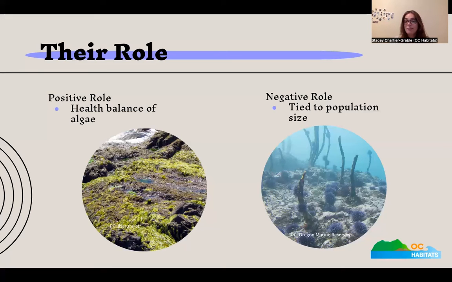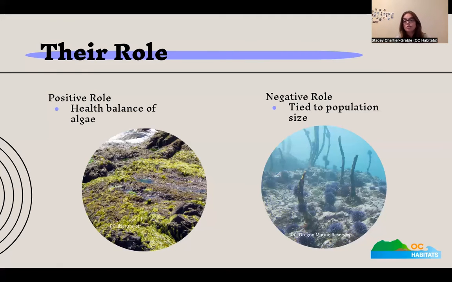So sea urchins have both a positive and a negative effect on our ocean ecosystems. They are native. We do want them here because they help maintain a healthy balance of algae when the food system is functioning the way it's supposed to. And that is a really important factor because when it's not, we see what happens in the picture to the right, which is they completely wipe out kelp forests if their population gets out of hand and just gets really large, which has happened all along the coast of California before.